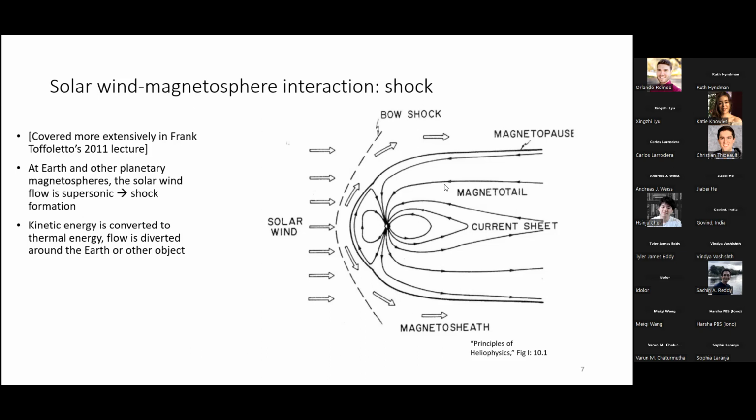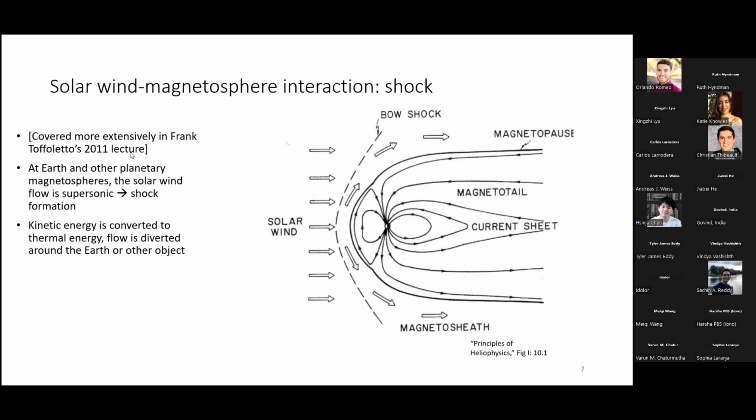Here you have the region, this could be Earth for example, dominated by the Earth's magnetic field. The outer boundary, which I'll talk about on the next slide, is the magnetopause. But upstream of that boundary, you have a shock that forms, and that's because the solar wind flow is supersonic. So you need a shock to form to basically tell the solar wind that there's an object ahead of it. In the shock, kinetic energy is converted to thermal energy, and the flow is diverted around the obstacle. If the solar wind wasn't supersonic, you wouldn't have this kind of feature, but it's ubiquitous in Earth, Jupiter, and other planets as well.